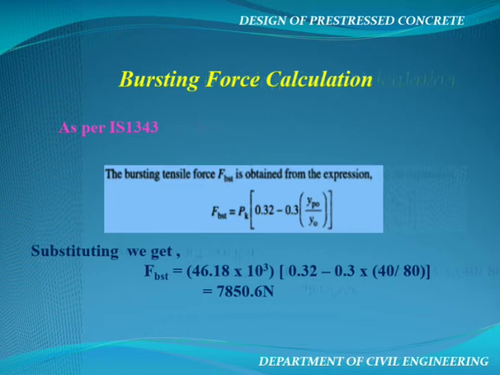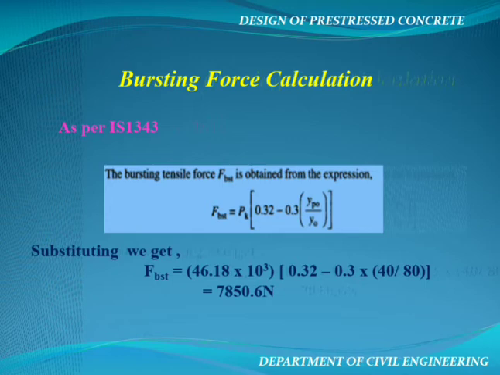So calculation of bursting force is quite easy. As per IS 1343, we have the formula for bursting force: Fbst is equal to Pk into bracket 0.32 minus 0.3 into Yp0 upon Y0, where Pk is the effective pre-stressing force, which we have found out as 46.18 into 10 raised to 3. Substituting the value of Yp0 as 40 and Y0 as 80, we get the bursting force as 7850.6 Newton.